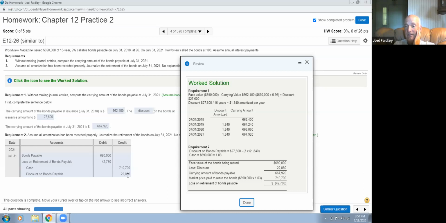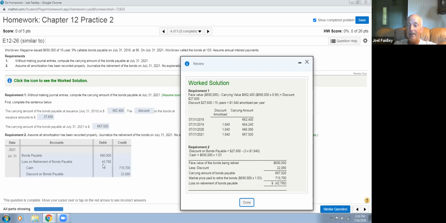And so there's my discount being written off, a credit, because it has a debit balance. Discount has debit balances, premium have credit balances. So I'm getting rid of my balance sheet accounts. Discount on bonds payable. My bonds payable is coming off my books, so I got to zero that out. My cash, because I'm paying 1.03 times 690. There it is. Market price paid to retire bonds, 690 times 1.03, 710.7.